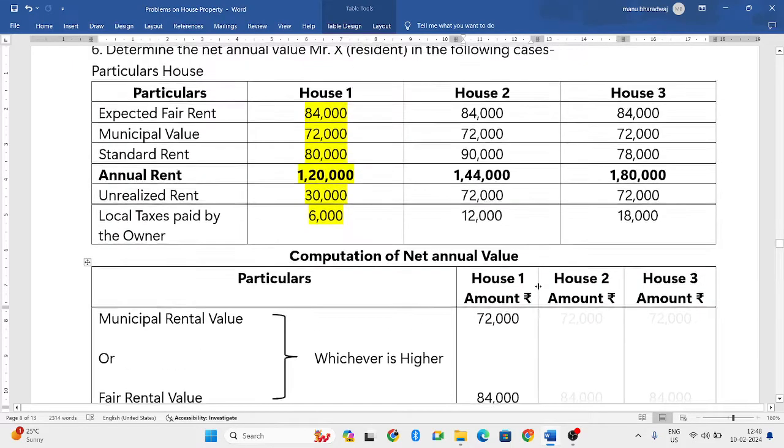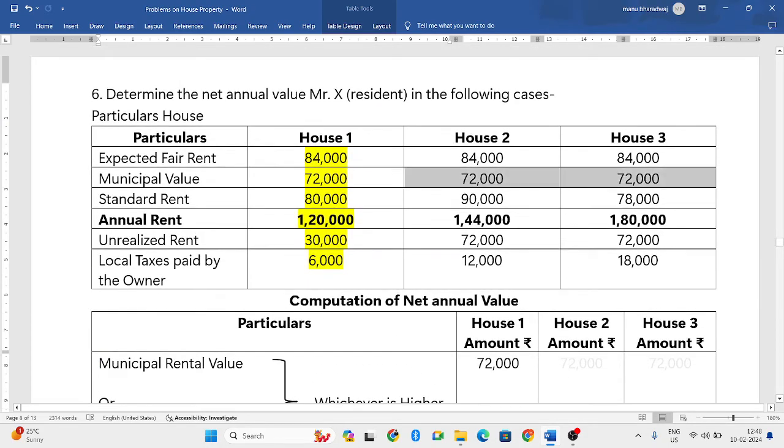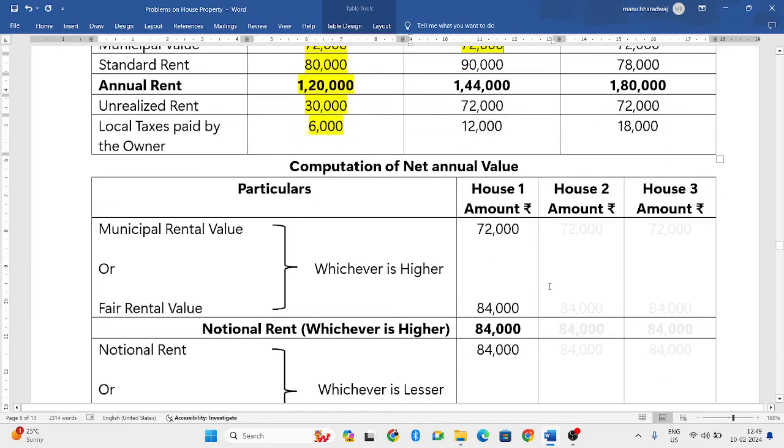Now let us solve for house 2. First we have to compare municipal rental value with fair rental value. For house 2, municipal value is 72,000. So I will write that 72,000 here.